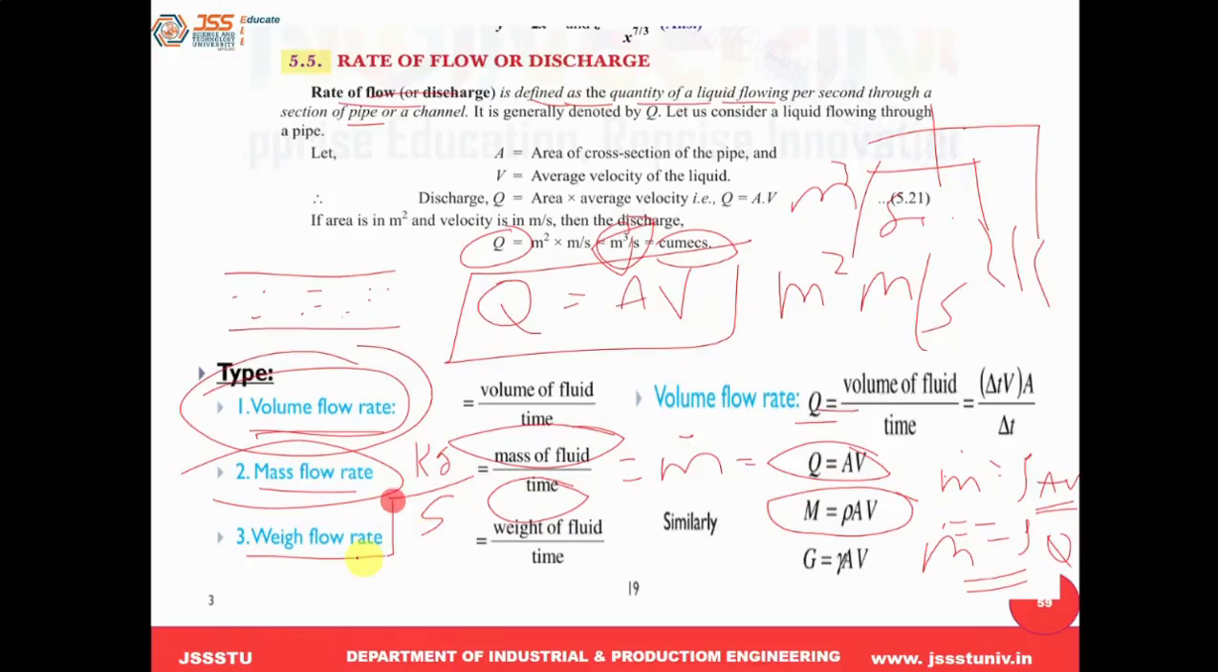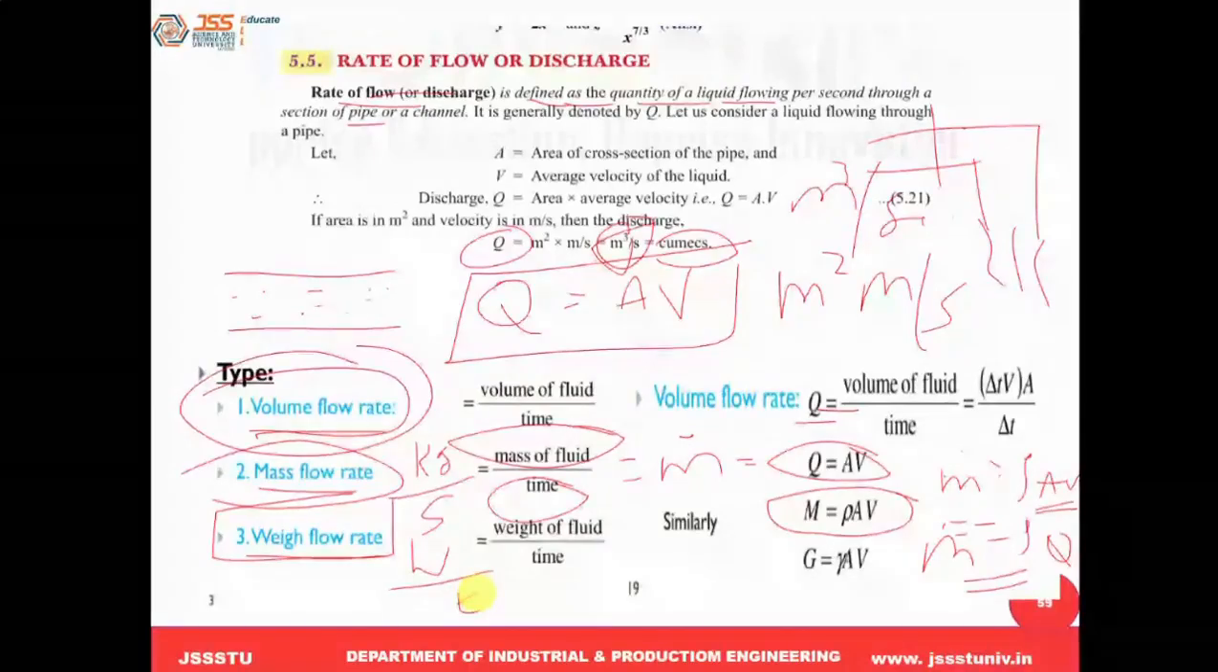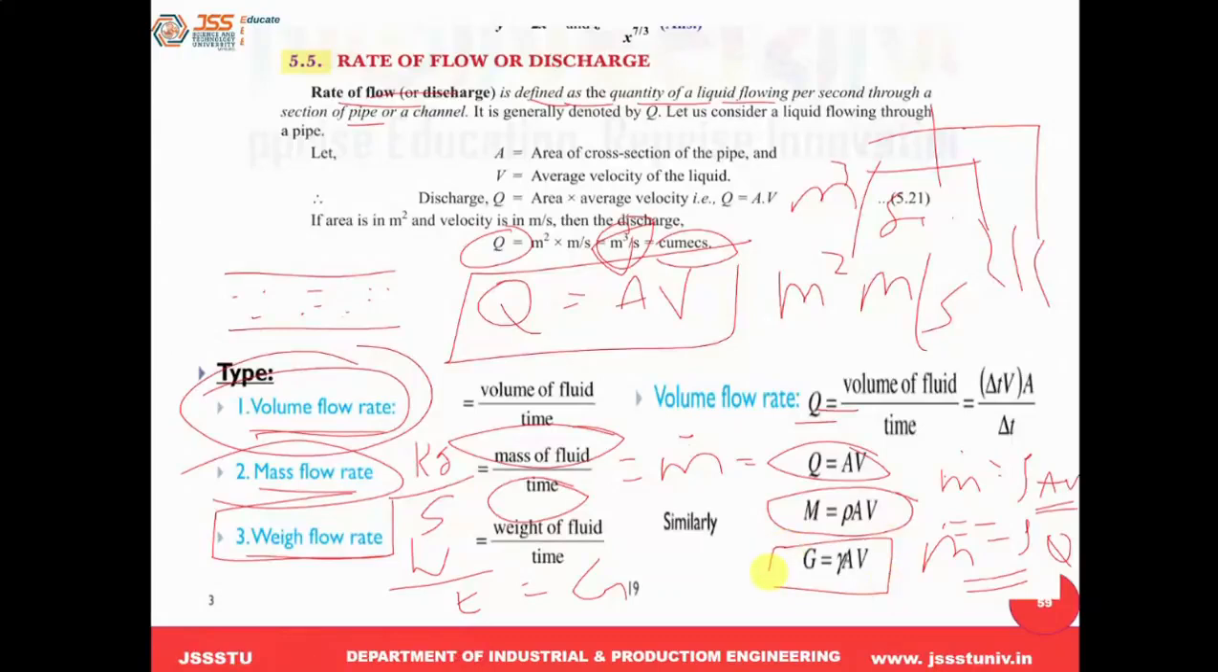Next one, weight flow rate. Here we are not measuring the mass, nor the volume. We are going to measure how much weight of the fluid is flowing with respect to time. That is called weight flow rate. It is usually denoted by letter G, and we calculate it as gamma, the specific weight of that liquid, multiplied by A into V.